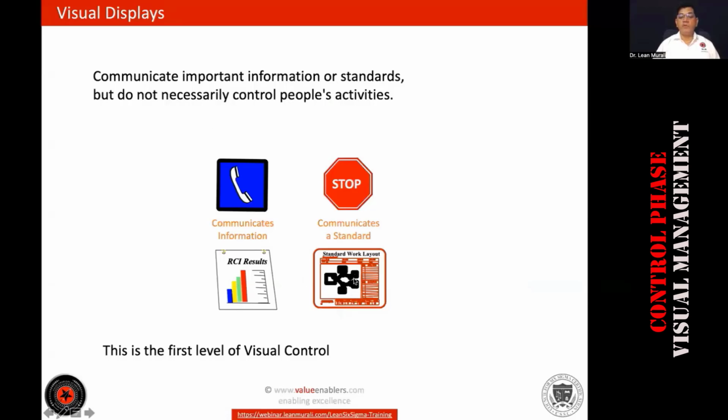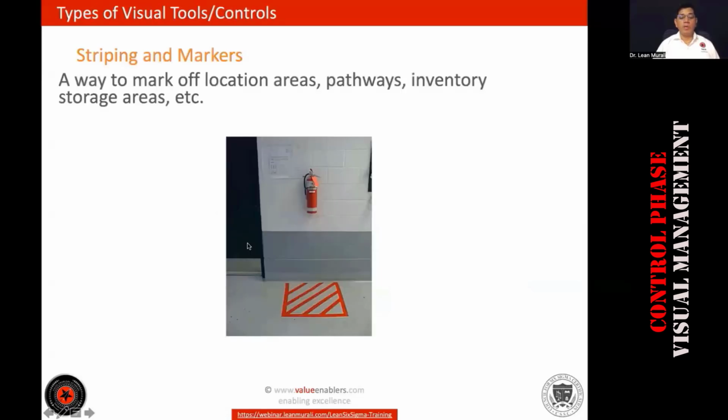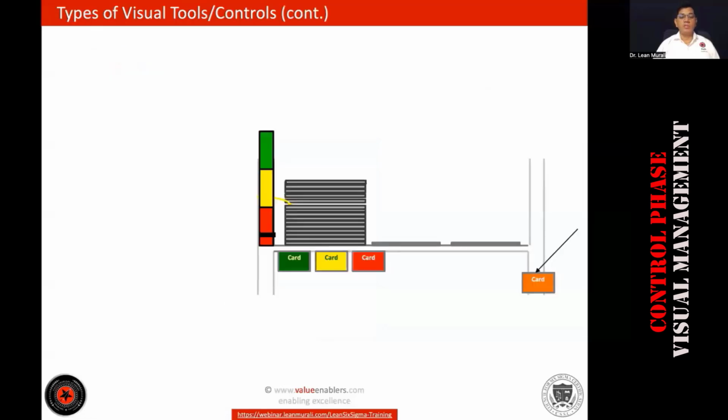Like you have here the standard work layouts, right? And stuff like that. Many of you, I'm just going a little faster because these are all very common examples in factories. A way to mark off location areas like this. You know that nothing should be kept under the fire extinguisher. Some marks like that. This is also a part of visual tools or visual controls.